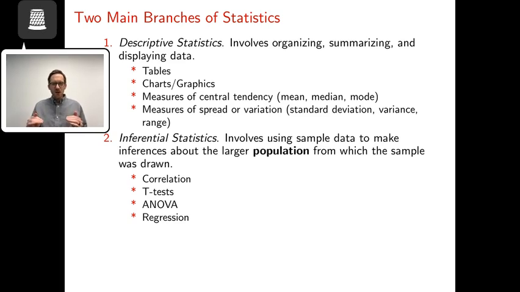The second part or branch of statistics is inferential statistics. What this involves is using sample data to make inferences about a population from which that sample was drawn. In our class, we're going to be talking about a few inferential statistical tests that we'll use, including correlation, t-tests, ANOVA, and regression. I'll have an extended example that talks about those.